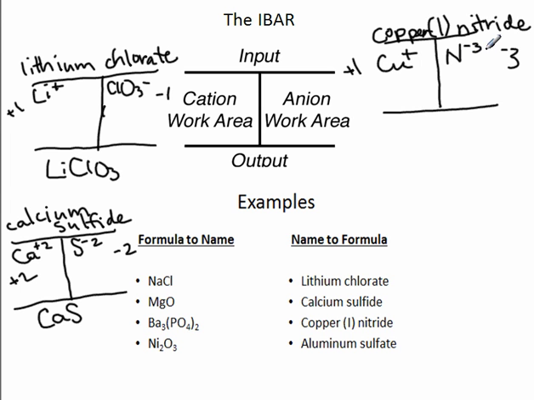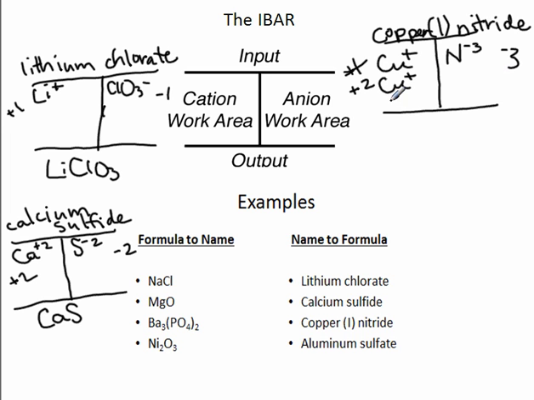Nitrogen needs to gain 3 electrons. It can only gain 1 electron from this copper. I only have copper and nitrogen in my formula, so I'm going to add another copper here. This copper still has a +1 charge because I have a +1 Roman numeral. So now on this side, I have a +1 and a +1, which gives me an overall +2 charge. +2 and -3 still don't cancel out.